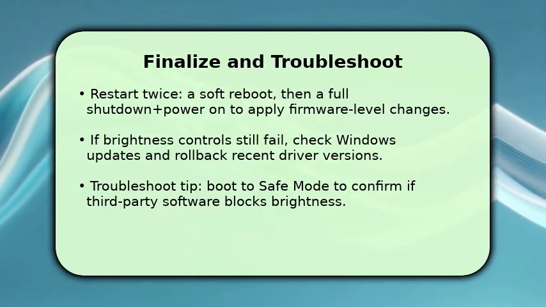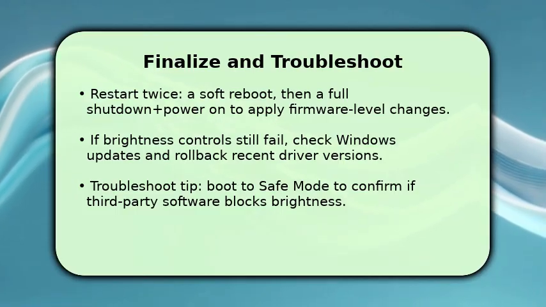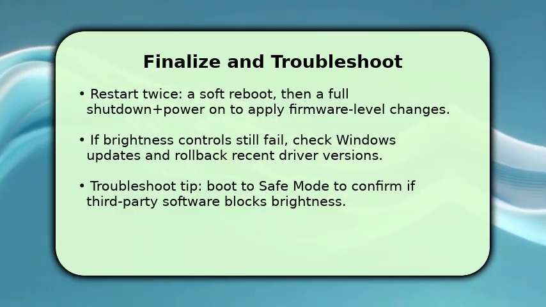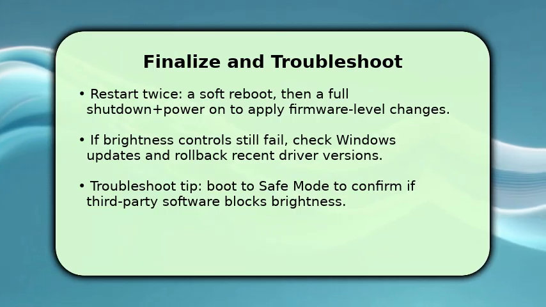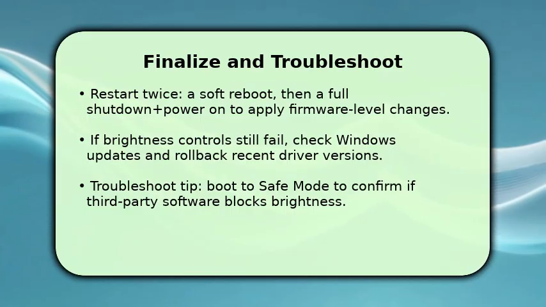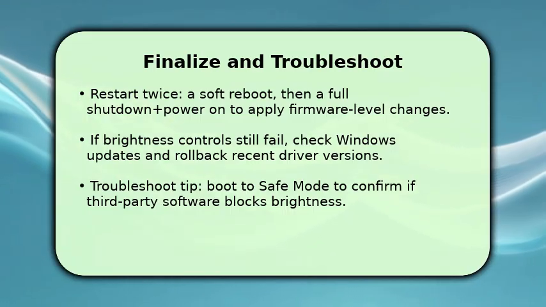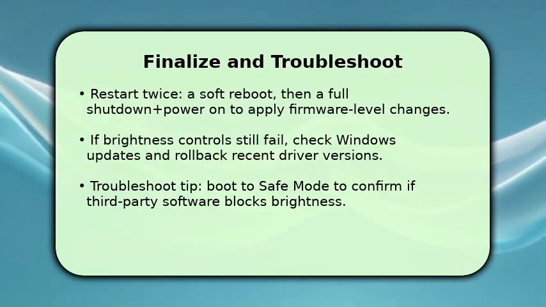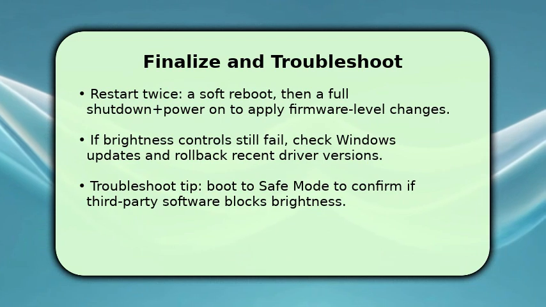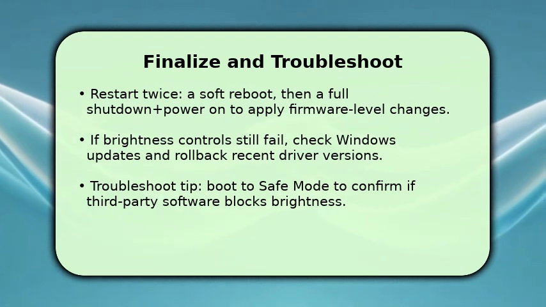If brightness remains stuck, open Windows Update and check for graphics or system updates, and consider rolling back a recent driver that introduced the issue. If none of that helps, boot to Safe Mode to see if a third-party utility or filter driver is blocking brightness. Safe Mode isolates system drivers so you can pinpoint the culprit and remove it safely.